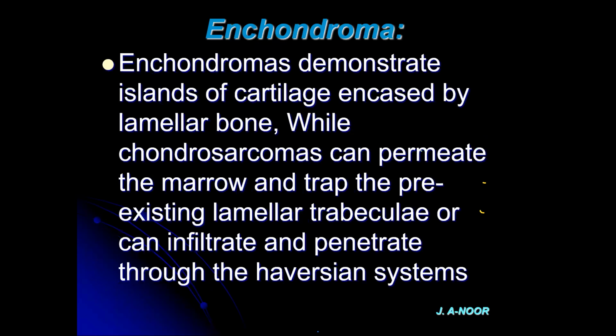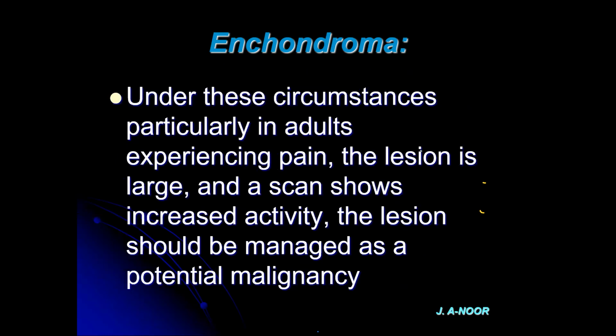Enchondromas demonstrate islands of cartilage encased by lamellar bone, while chondrosarcomas can permeate the marrow, trap the pre-existing lamellar trabeculae, or can penetrate through the cortex. What is characteristic of a chondrosarcoma is that it spreads in between the trabeculae and surrounds the trabeculae, but does not destroy the trabeculae. This is characteristic of a chondrosarcoma. A lesion should be managed as a potential malignancy.